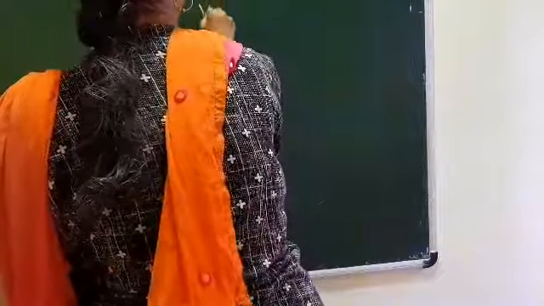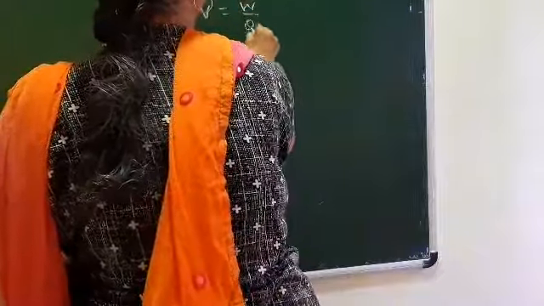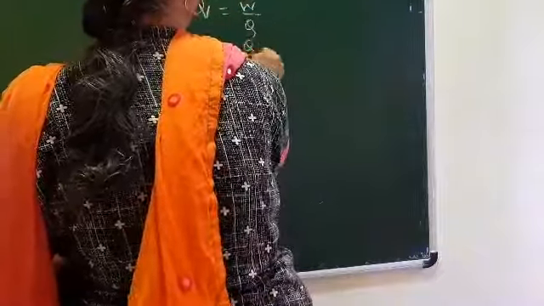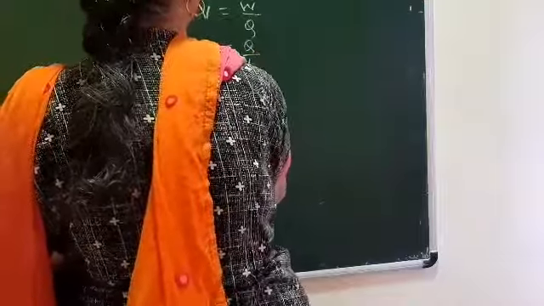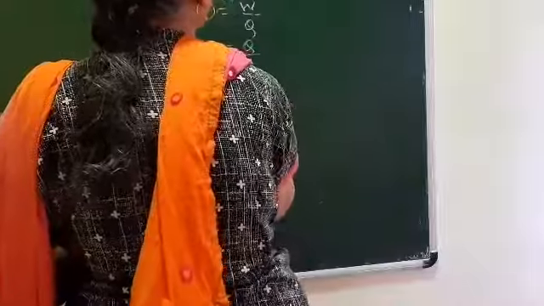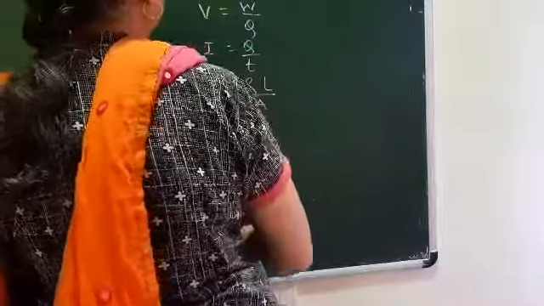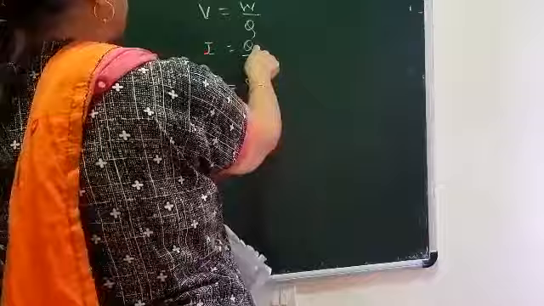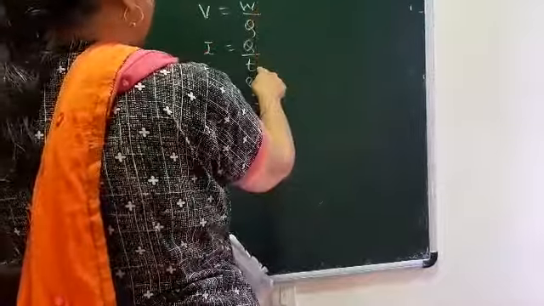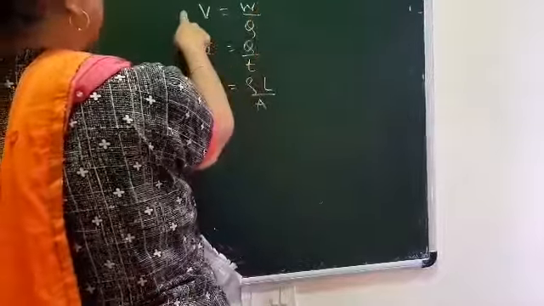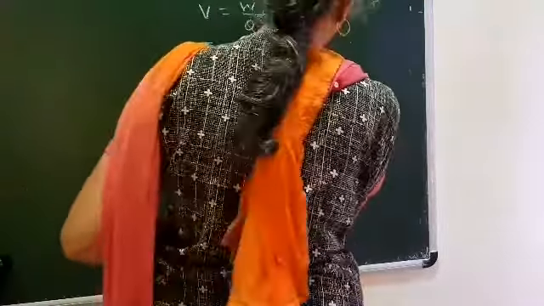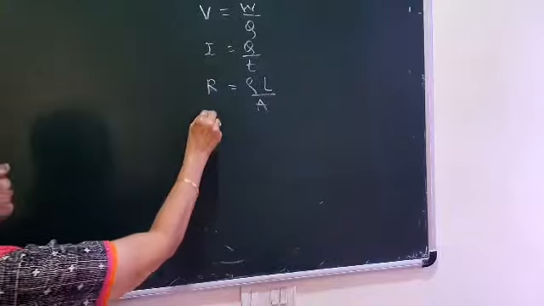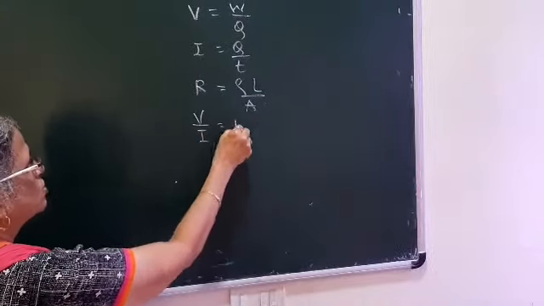First formula we have seen, V is equal to W upon Q, then I equal to Q upon T, then R is equal to rho L upon A. I have given Q is the charge in coulomb, W is the work done in joule, T is the time in second, I is the current in ampere, V is the potential difference in volts, rho is specific resistivity. Then we have V upon I equal to R, Ohm's law.